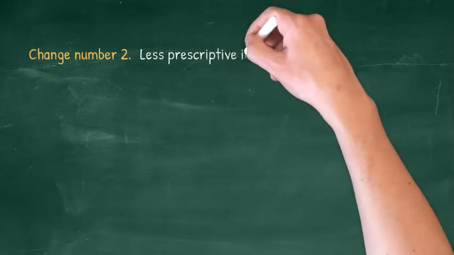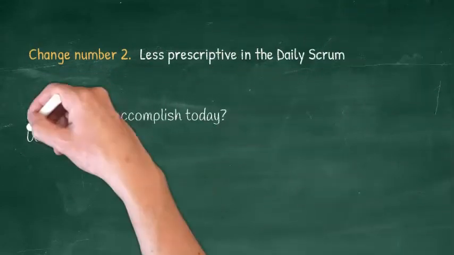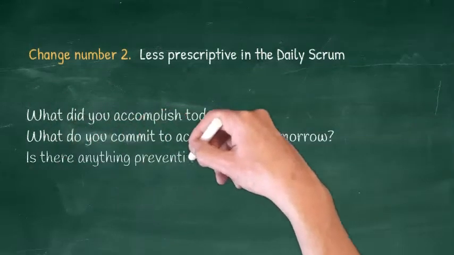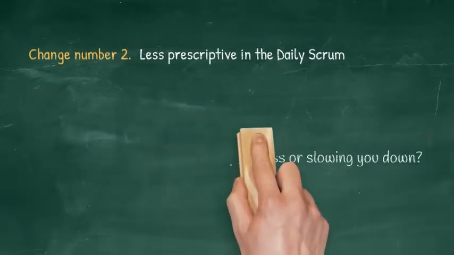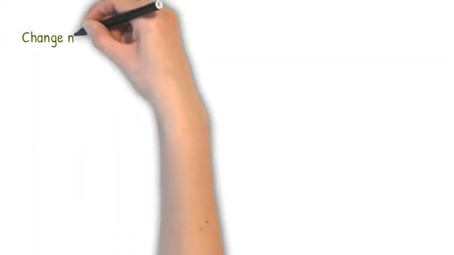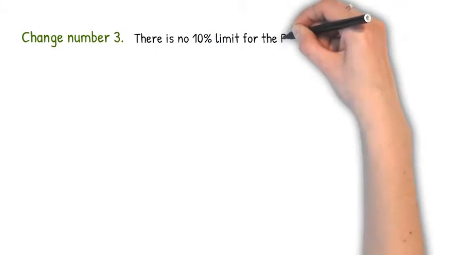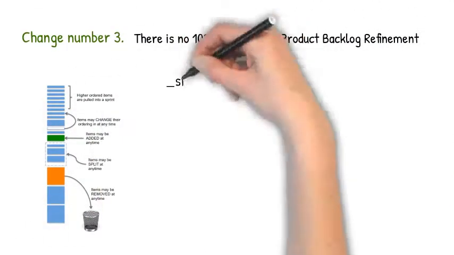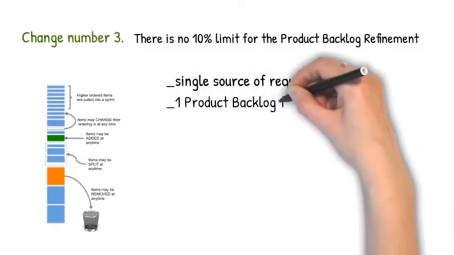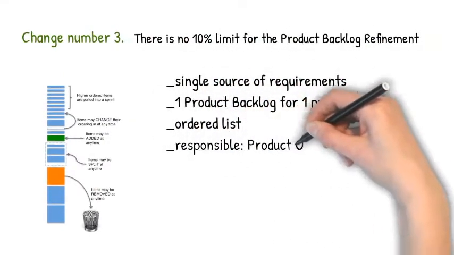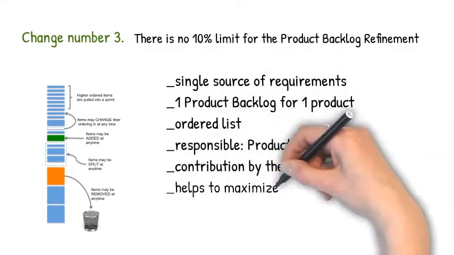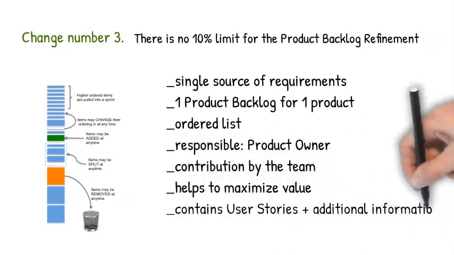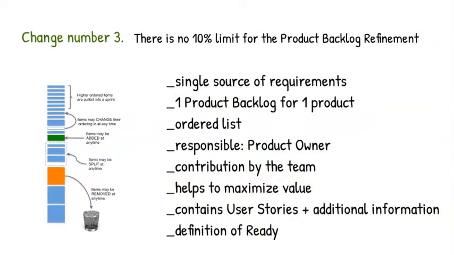Less prescriptive in the daily Scrum. The 3 questions that need to be answered by each team member are gone. Change number 3. There is no 10% limit for the product backlog refinement. In the previous version of the Scrum Guide, there was a restriction on the product backlog refinement not taking up more than 10% of the development team's capacity. There is no such restriction anymore.